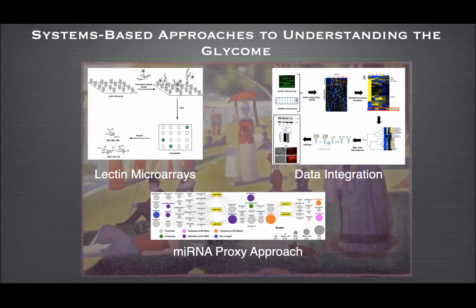Let's get started. So my lab really focuses on systems-based approaches to understanding the glycome. As Warren mentioned, we were the first group to ever create lectin microarrays, and I'll explain what those are in a minute for those of you who don't know. We use those with data integration to find a lot of information, and that's mostly what we'll focus on today. We also have a part of our lab that's working on a new hypothesis, the microRNA prophecy hypothesis, which I'm not going to talk about today. So today I'm going to focus on our work with lectin microarrays and data integration and how they tell us something about infection and immunity.